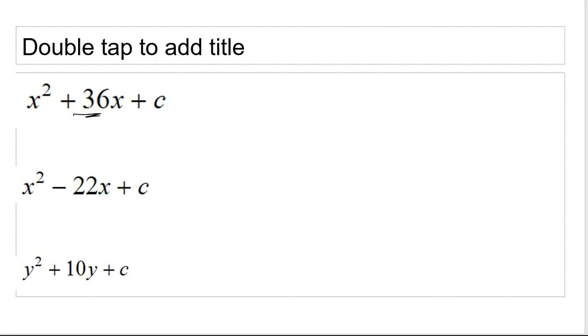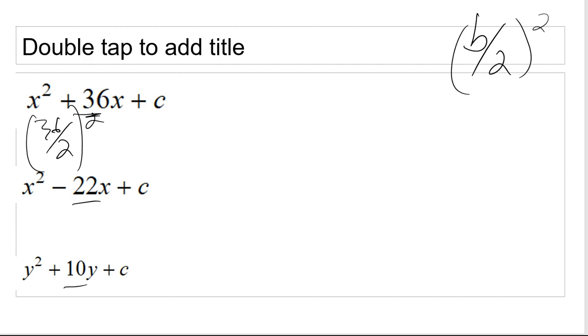Okay, some more practice. We got b, remember b is this value here. b is 36 divided by 2, and we're going to square. Remember, we're using b over 2 squared. 36 divided by 2 should be 18. 18 squared.